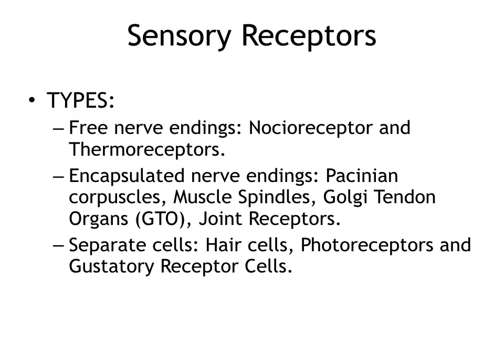So free nerve endings are basically just the dendritic spines of a very long dendritic projection coming away from one of the sensory neurons. Encapsulated nerve endings are where the dendritic spine wraps itself within an extended membranous sheath, whereas the separate cells are cells that if they have projections, we would call them neurons, but since they don't have projections, we don't call them neurons.